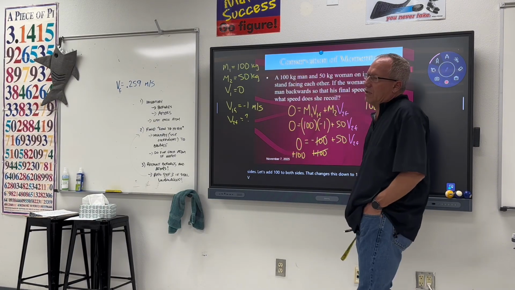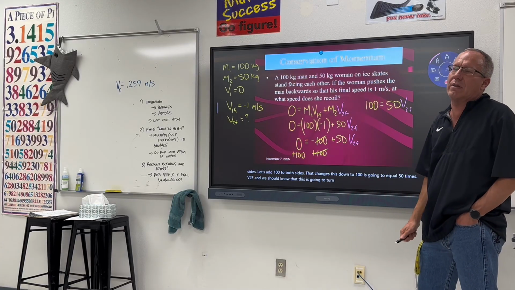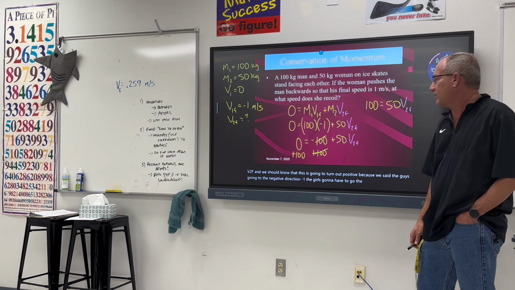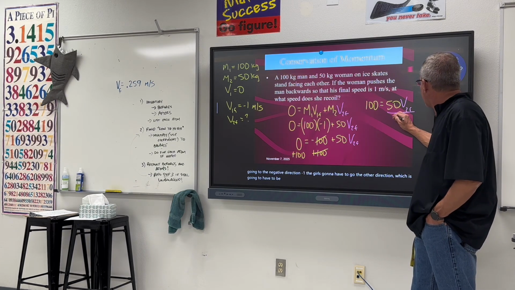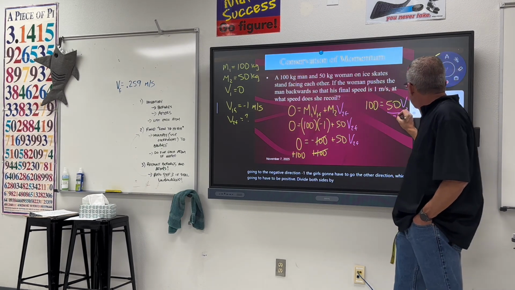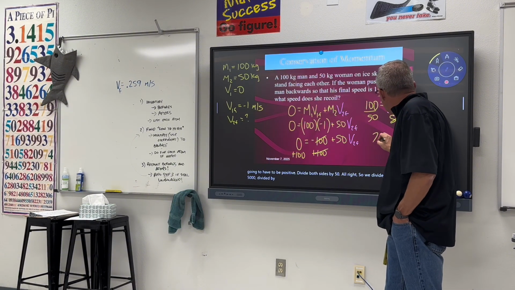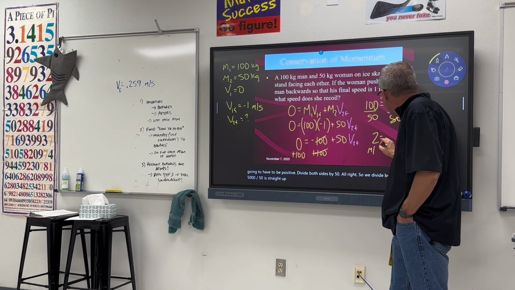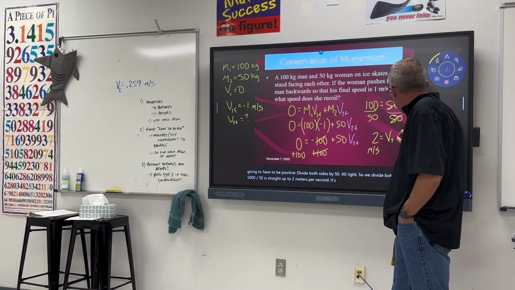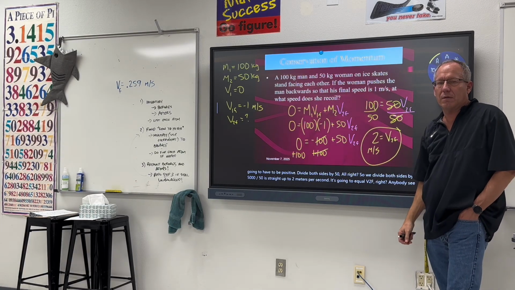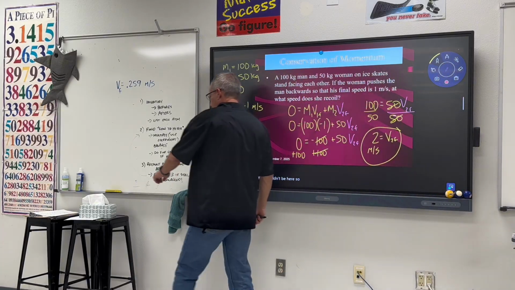And we should note that this is going to turn out positive, because when the guy's going in the negative direction, -1, the girl's going to have to go the other direction, which is positive. Divide both sides by 50. 100 divided by 50 is straight up 2 meters per second. It's going to equal V2F. Does everybody see this? You with me here so far? Yeah.